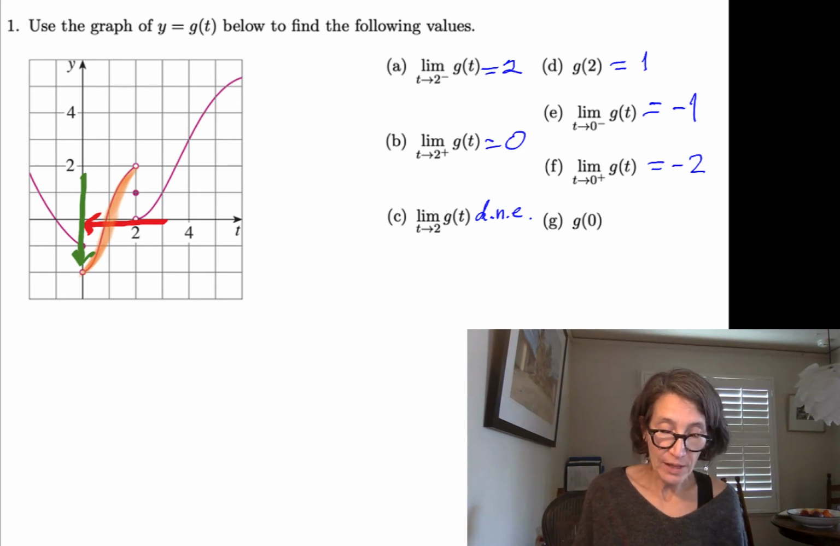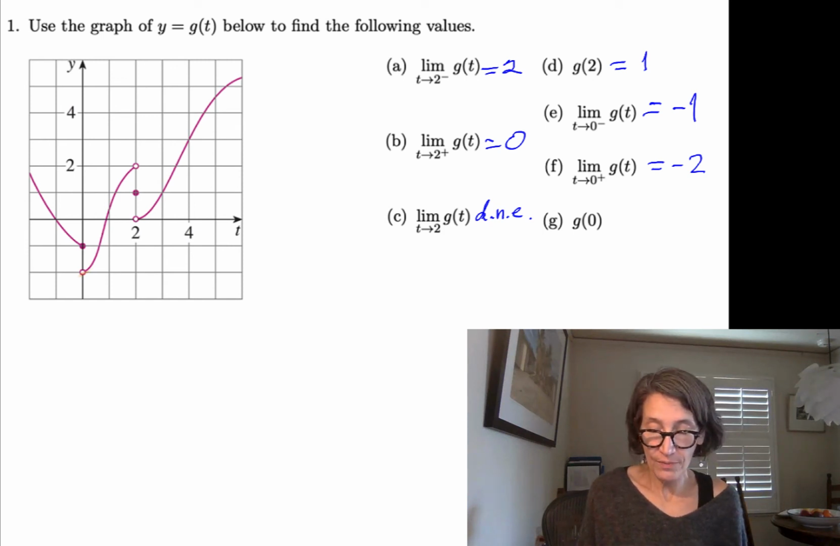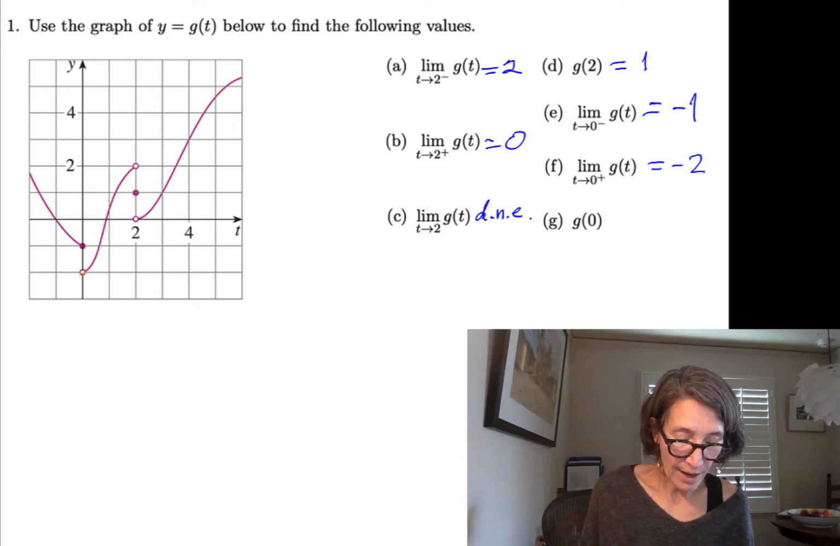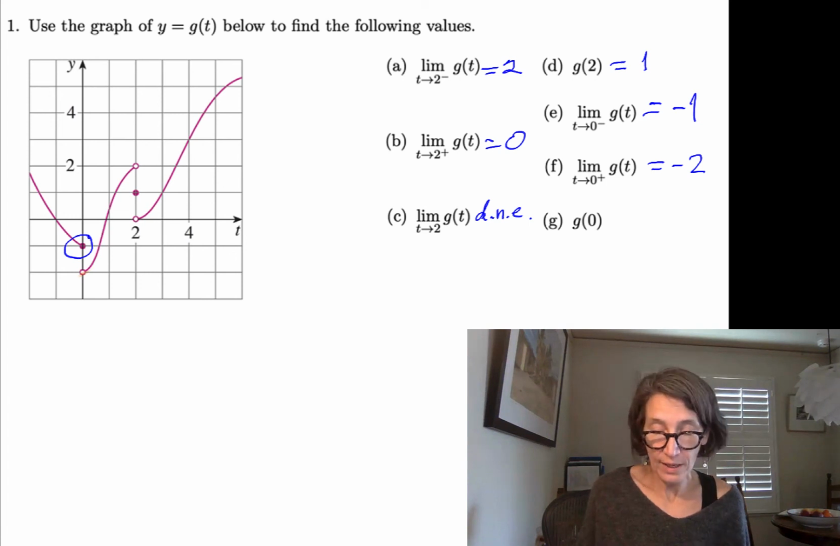All right, and then the last question is, what is the value of the function at t equals 0? So is there a point on the curve that has t-coordinate 0? And we look at the curve and we do see a point right there. It has t-coordinate 0 and y-coordinate -1. So g of 0 is -1.